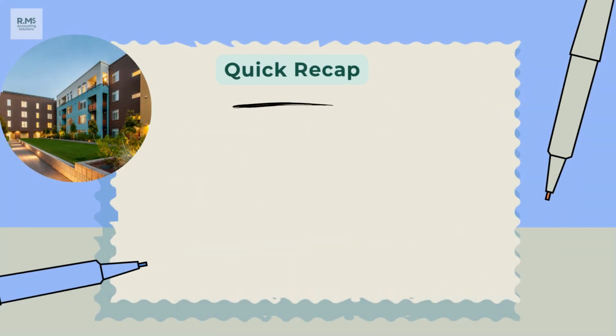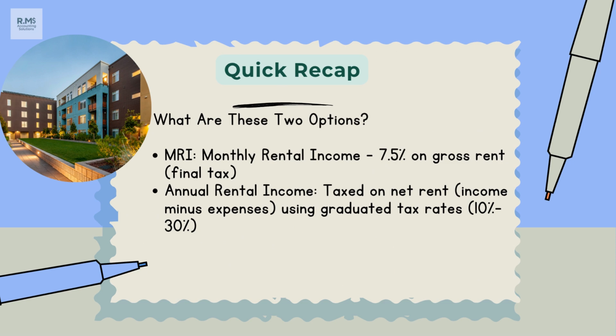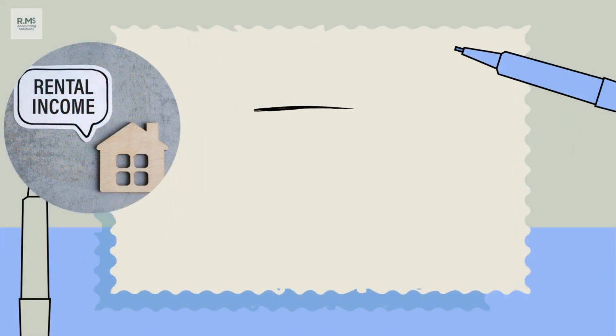A quick recap: what is the difference between MRI and the annual rental income method? MRI stands for monthly rental income, and it's a final tax of 7.5% of the gross rent with no deductions. Annual rental income is based on the net income, that is your rent minus allowable expenses, and taxed using the graduated tax rates.